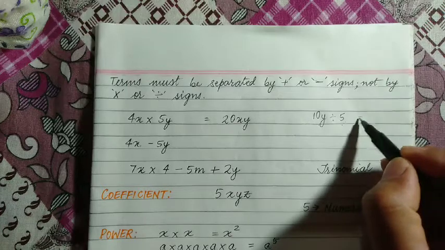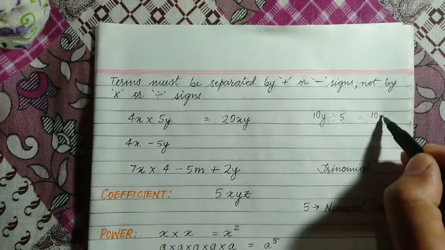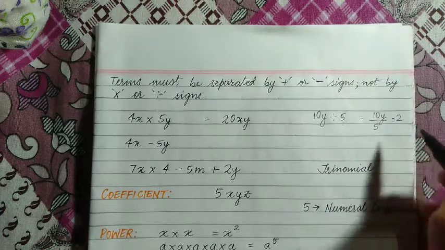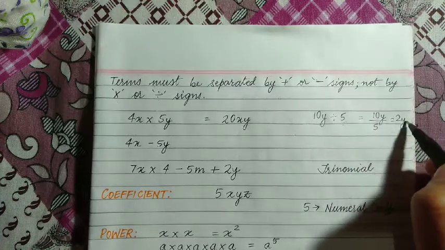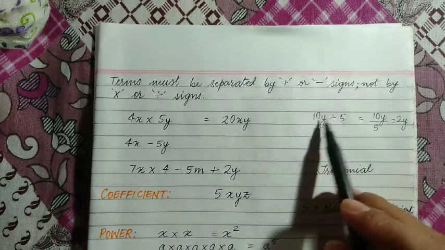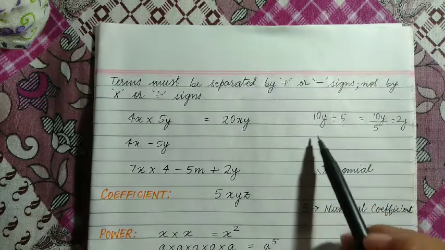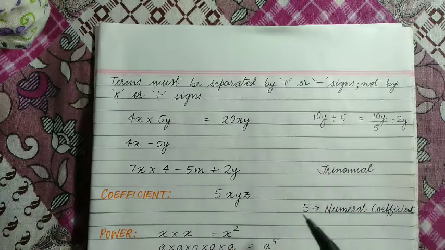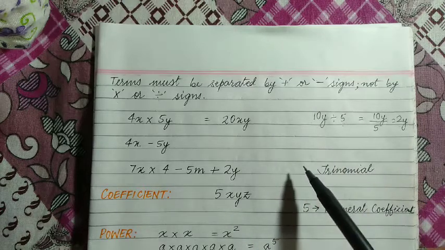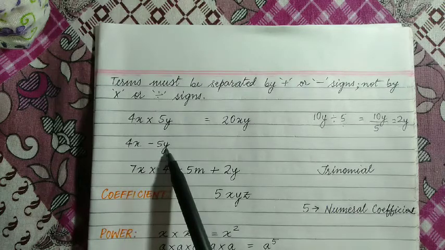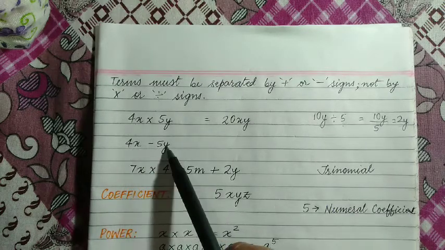But actually 10y divided by 5 will give you, 5 will divide 10 two times and you will get y, so 2y becomes a single term. Hence we don't consider any terms separated by multiplication or division signs to be actually separated by those signs. But in this case, 4x minus 5y represents two separate terms.